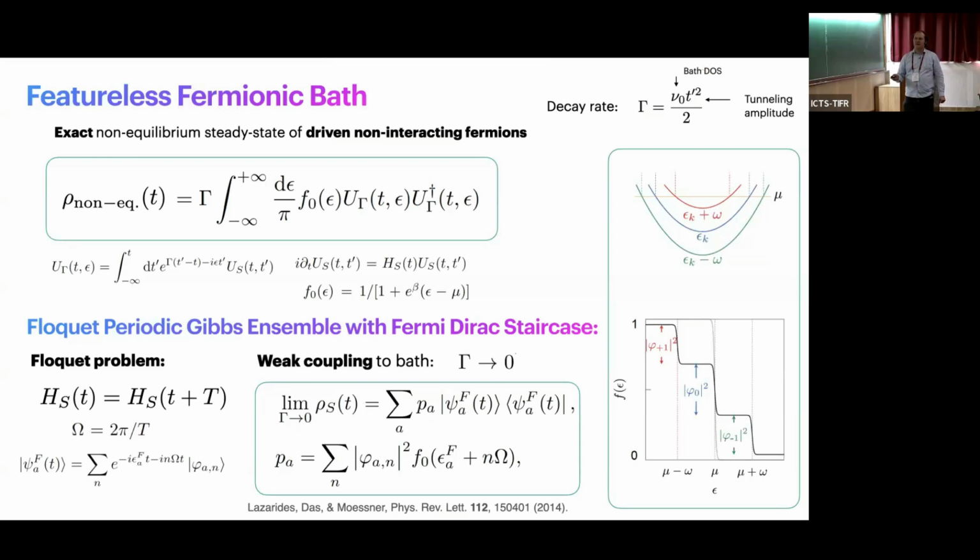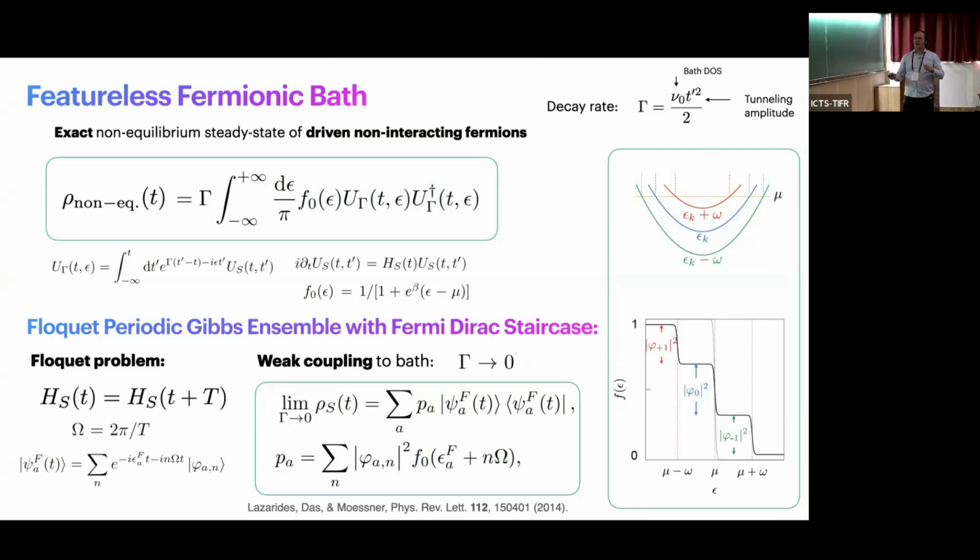Then you can prove that this expression for the late time steady state of the system is given by this very nice simple form. So this form is actually a special case of the periodic Gibbs ensemble that was introduced in this reference, okay? But with the weights fixed, okay? So the weights are uniquely determined by the bath, the occupations of the states in the Floquet ensemble.